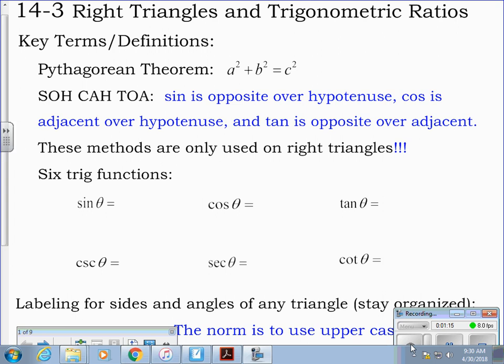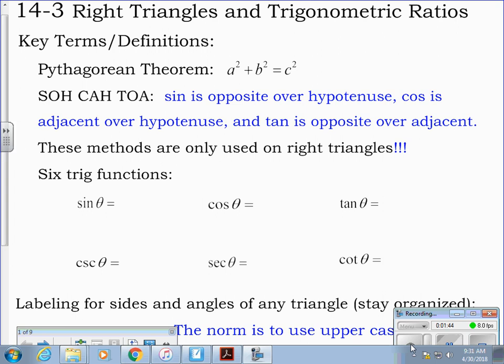So a few things you're going to be working with today: Pythagorean theorem. I certainly hope by now you've got the Pythagorean theorem down pretty good, because we're not going to go over it in detail. A squared plus b squared equals c squared. SOHCAHTOA, these are your right triangle trig ratios. Sine is opposite over hypotenuse, cosine is adjacent over hypotenuse, tangent is opposite over adjacent.